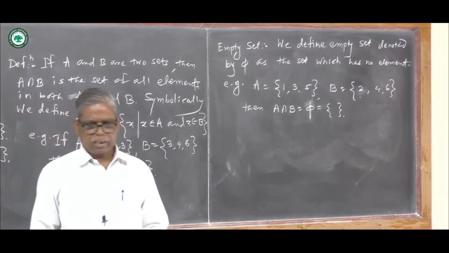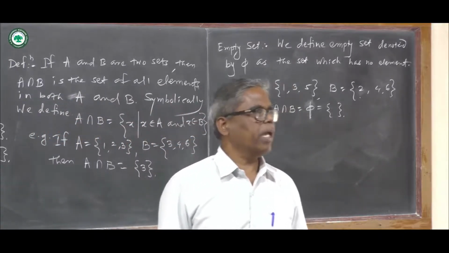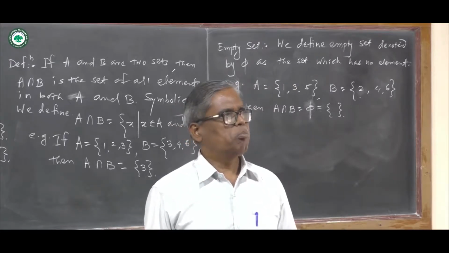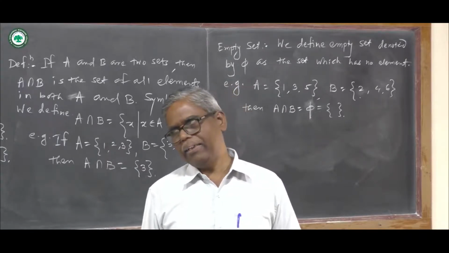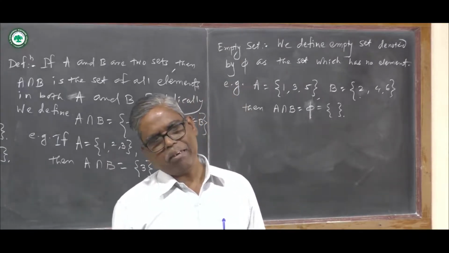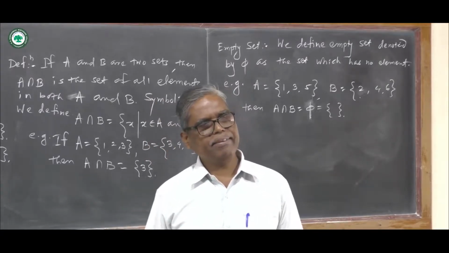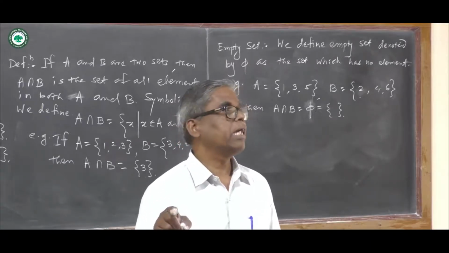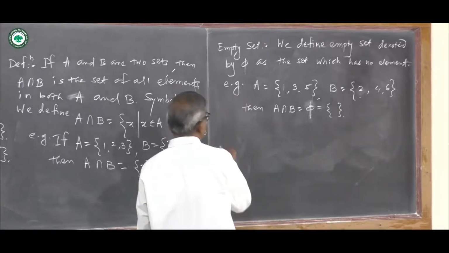Now we define B minus A. If A and B are two sets, then B minus A is defined as the set of all x such that x is in B but not in A.